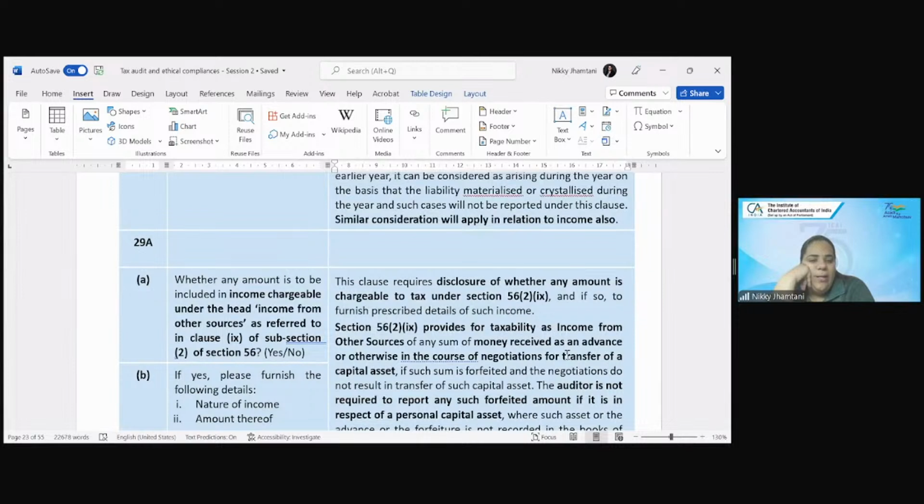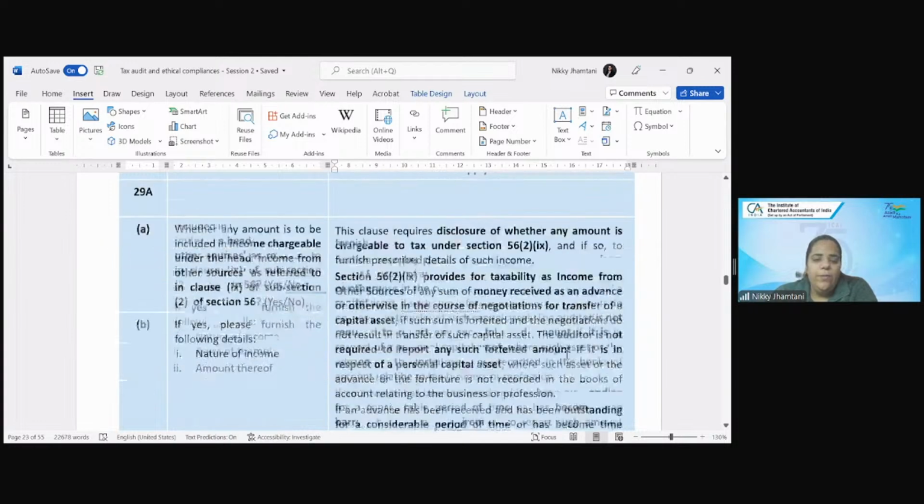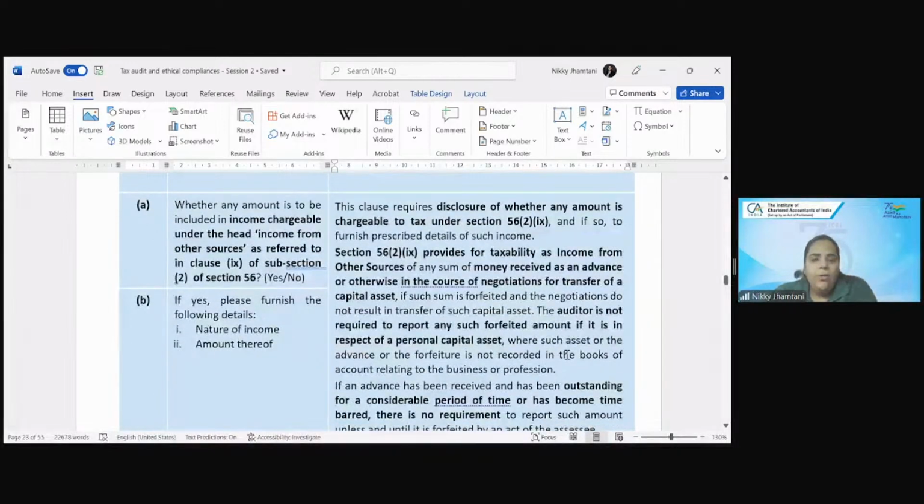Now 29A basically deals with 56(2)(ix). So whether any amount is to be included in the income chargeable under the head other sources as referred to in clause 9 of subsection 2 of section 56, yes or no? And if the answer is yes, please furnish the following details, which is nature of income and amount thereof.